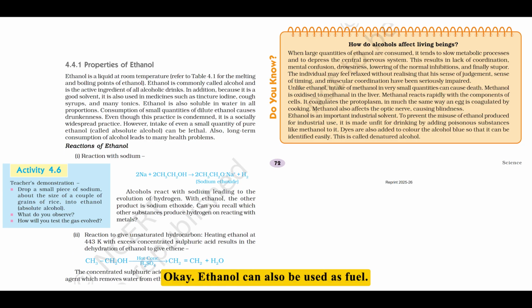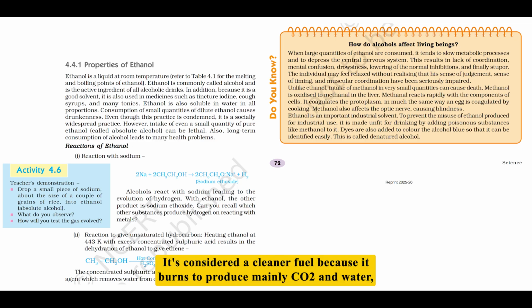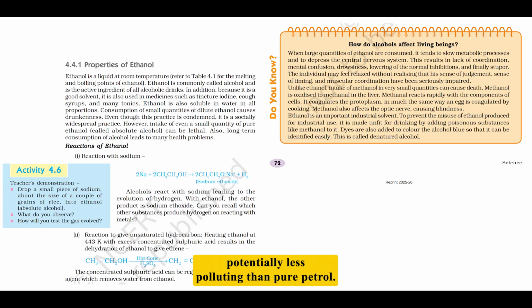It's a safety measure. Okay. Ethanol can also be used as fuel. Yes. Sugarcane juice can be fermented to make ethanol. Some countries blend it with petrol, gasohol. It's considered a cleaner fuel because it burns to produce mainly CO2 and water, potentially less polluting than pure petrol.